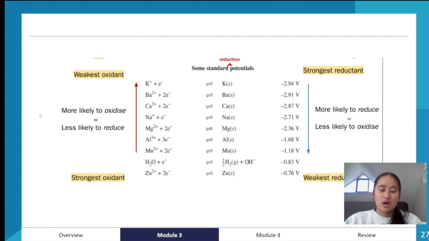the oxidant is the oxidizing agent. The oxidizing agent causes the others to oxidize. It does not itself oxidize, it is itself reduced. So keep that in mind when looking at this.